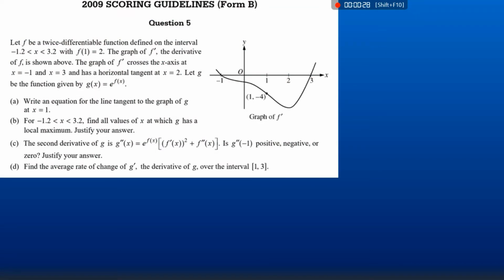Okay, so I've got a derivative of a parent function here. F is a twice differentiable function defined in the interval from -1.2 to 3.2. F of 1 is 2. The graph of the derivative is shown. The derivative crosses the x-axis at -1 and -3 and has a horizontal tangent at x equals 2. I want g to be the composite function such that g is equal to e raised to the f of x. I want to start by writing a line that is tangent to the graph of g at x equals 1. What do I have to do first?